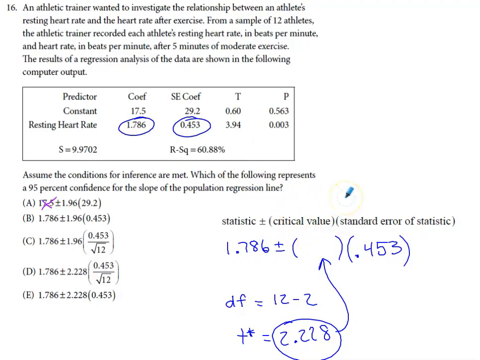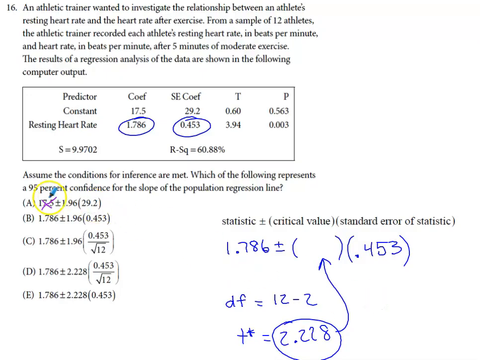Now, when you do inference for slope, you're always dealing with t-distributions as long as you know the sample size. We do know the sample size here. The sample size is 12. What we're going to do to establish our degrees of freedom for our t-distribution is, for inference involving slope, always take that sample size and knock it down by 2. So we're dealing with a situation involving 10 degrees of freedom.